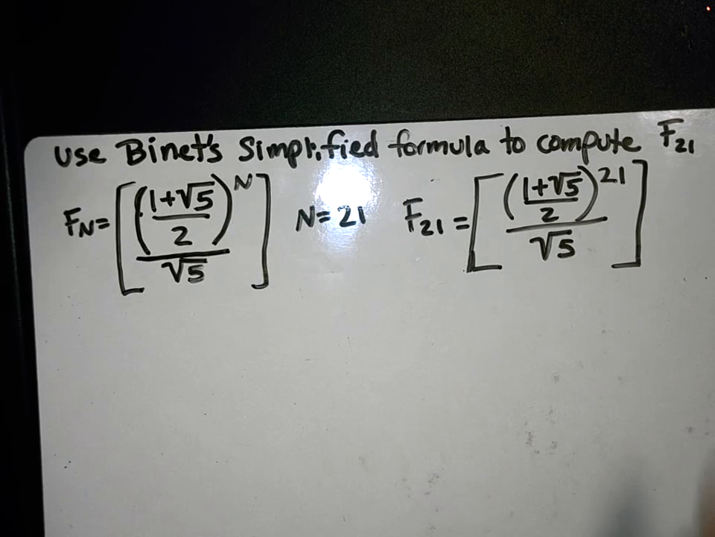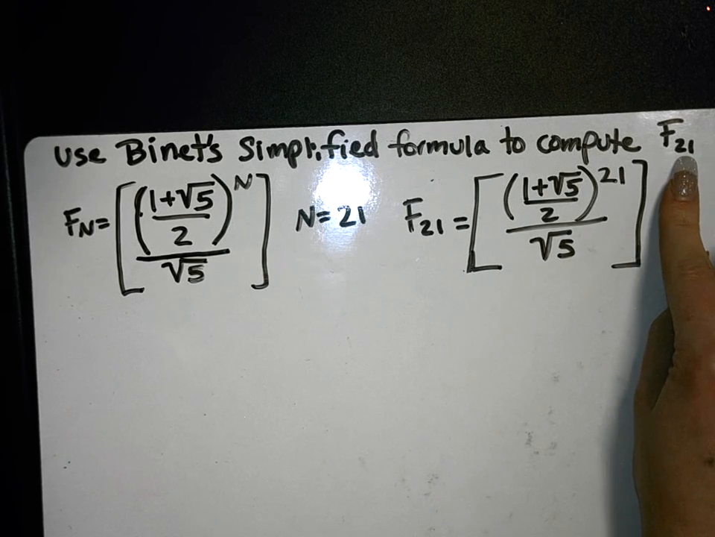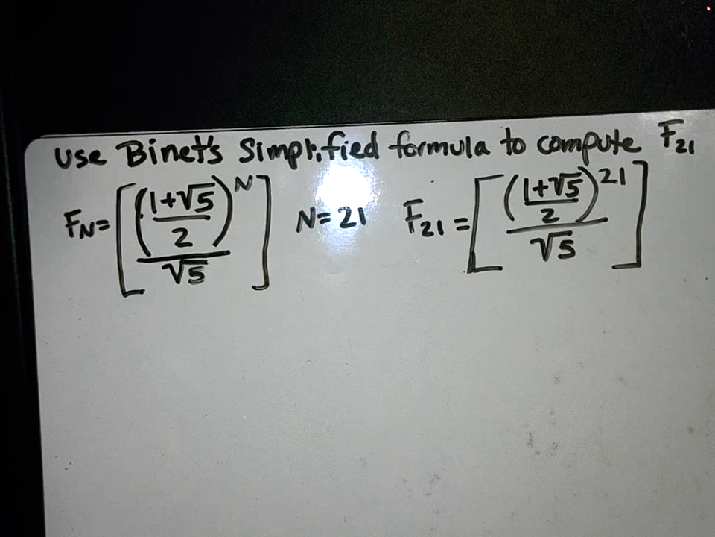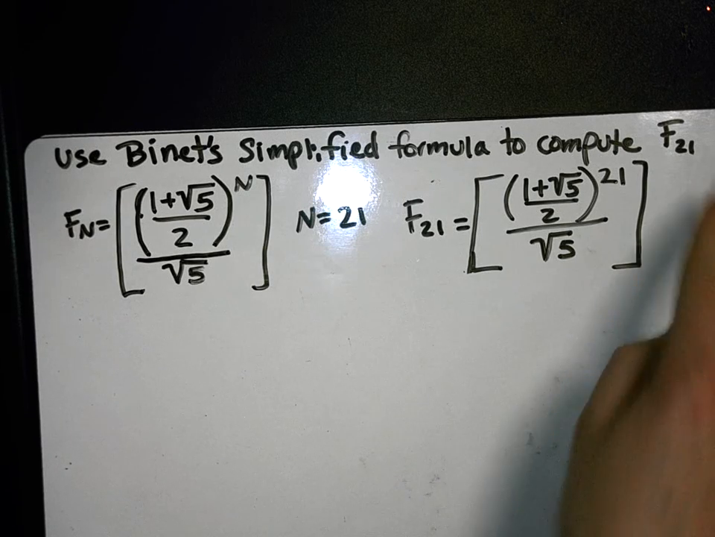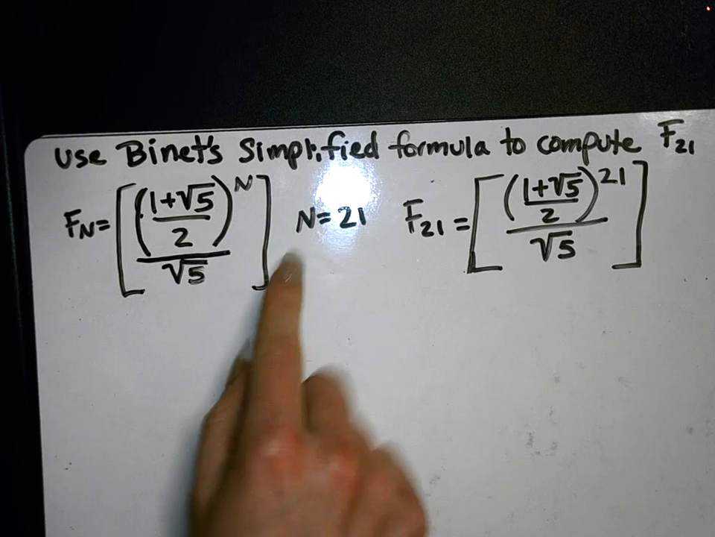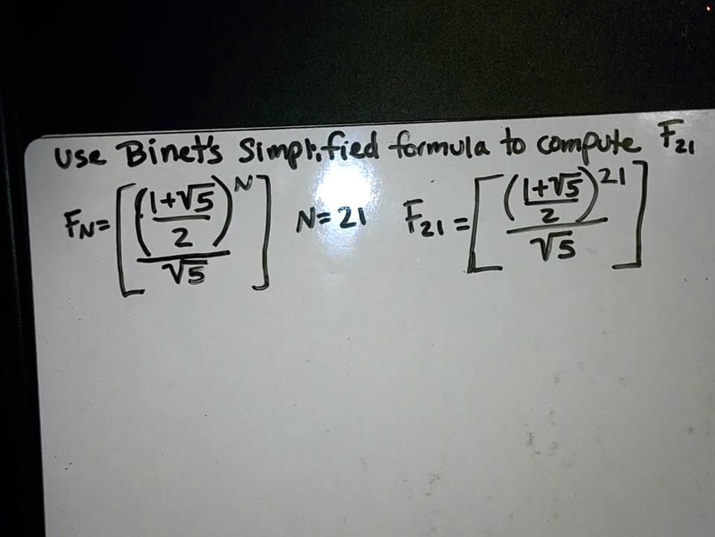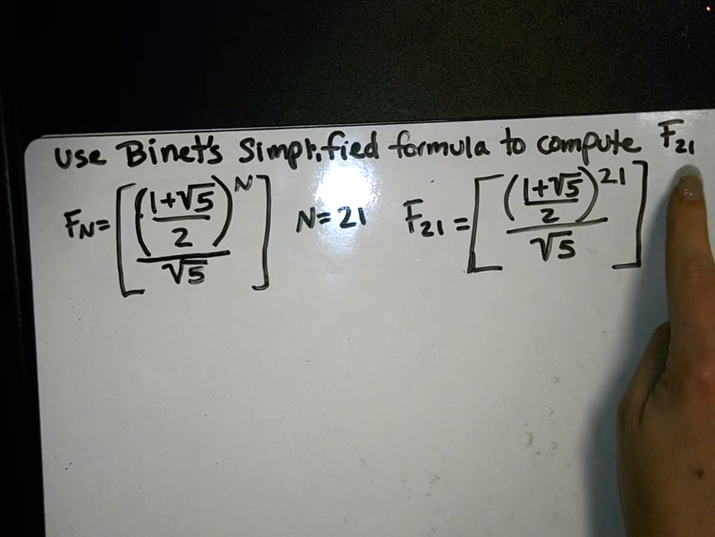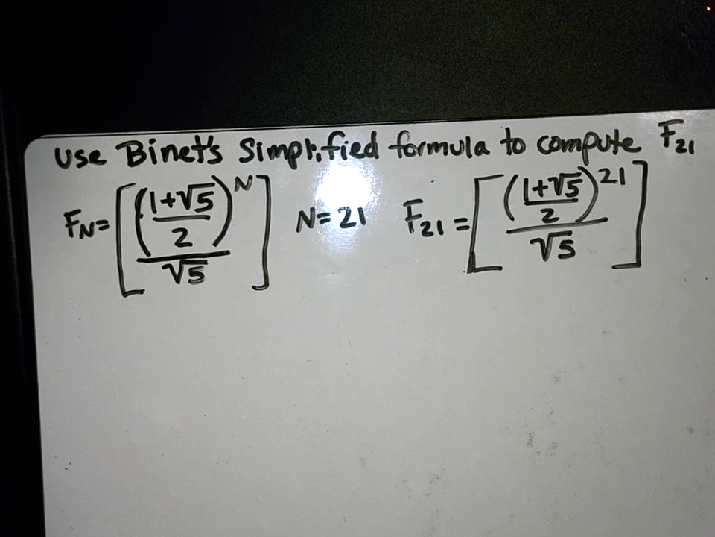We are going to be computing the 21st Fibonacci number using Binet's simplified formula. This is an explicit formula, which means we're going to input a number for n, use this formula, and it's going to take us directly to what the 21st Fibonacci number is. So let's go ahead and get started.